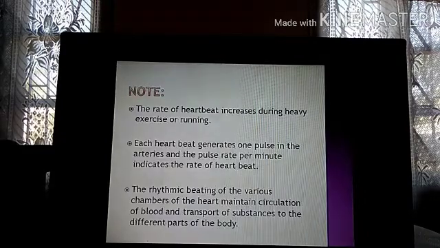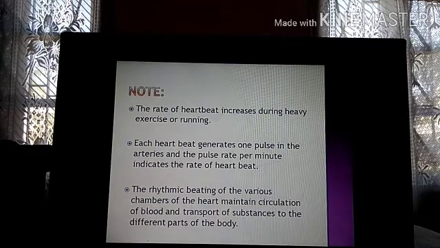Note, the rate of your heartbeat increases due to heavy exercise or running. Suppose you have run 5 miles. When you come back, what happens? You keep panting, isn't it? You want more oxygen, right? When you are tired and you need more oxygen, the level of oxygen decreases in your body, then the heartbeat will increase. That means it will become 85 or 90. But that is quite normal because you have done heavy exercise. After you sit for some time and relax, drink some water, your heartbeat becomes normal.